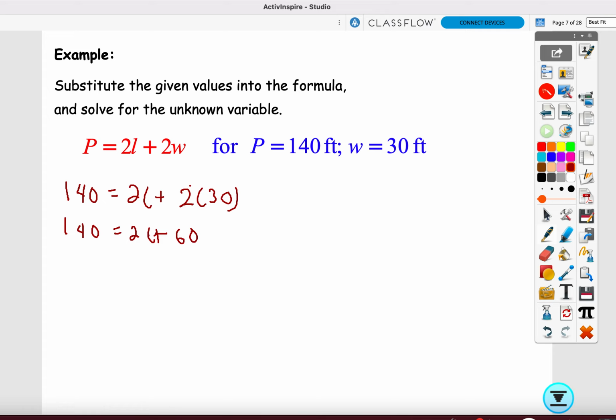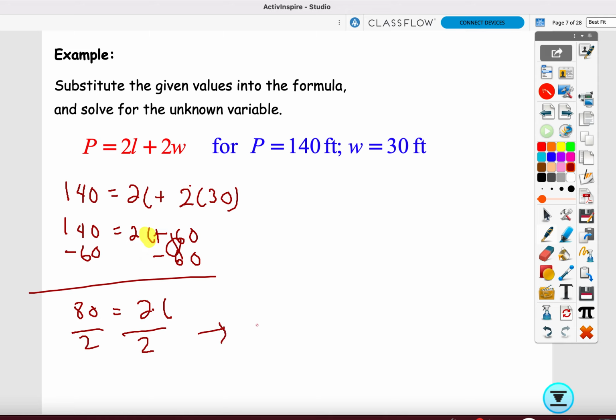2 times 30. We want to solve for L. L is the unknown thing here that we don't know. So we're going to subtract 60 on both sides. Then we get 80 equals 2L. 2 times L, the opposite of multiplying by 2 is dividing by 2. So we can say that the length L is equal to 40 feet. And we are done. Make sure you have the unit too, to know the difference. All right, let's move on.